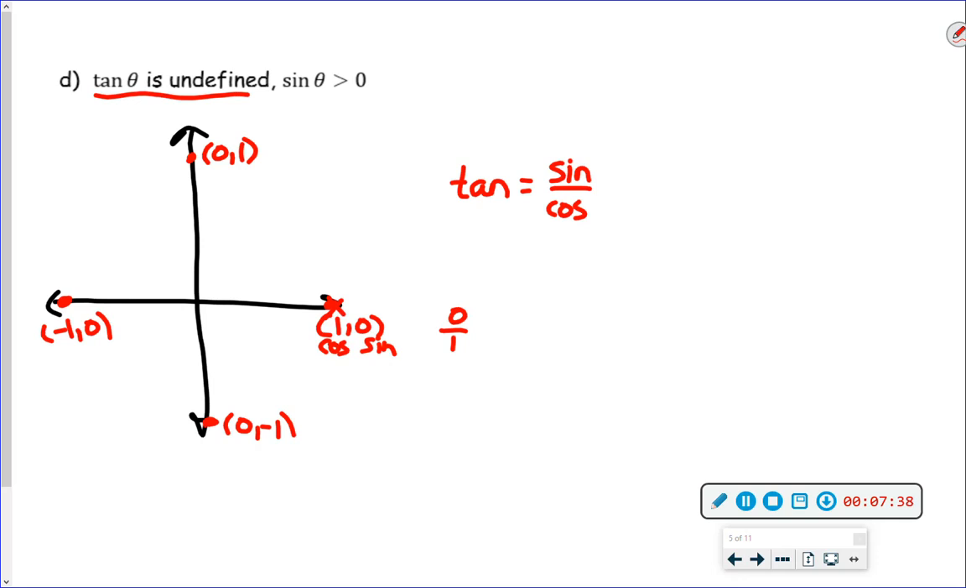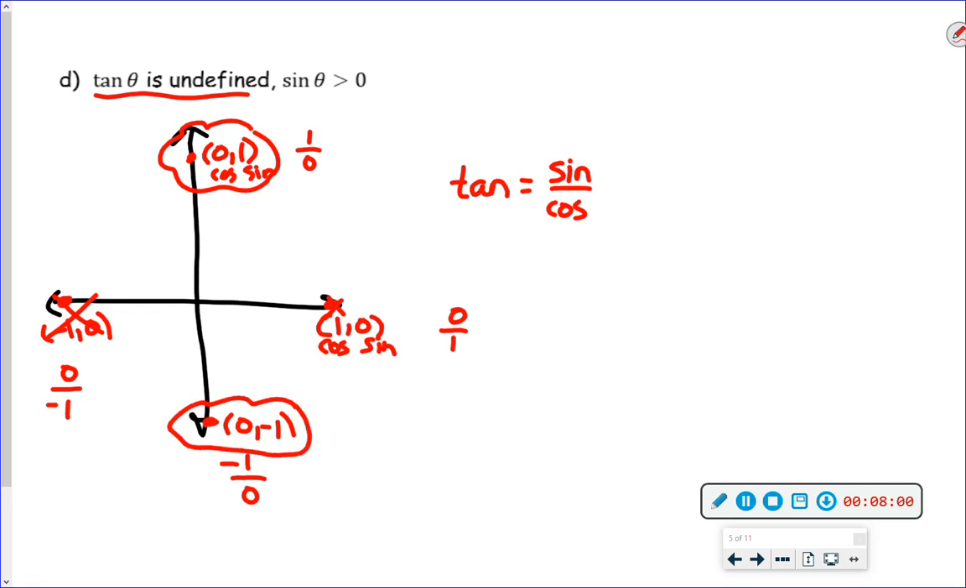Cross it off. Okay, top point. If I do, again, don't forget your points are alphabetical. If I do sine over cosine, 0 under the line, undefined. That works. I'm going to circle it up. If I do the same on the left point, sine over cosine, 0 over anything, 0. Not it. Or if I do the bottom one, negative 1 over 0, that is undefined. So I'm looking at the top and bottom points.